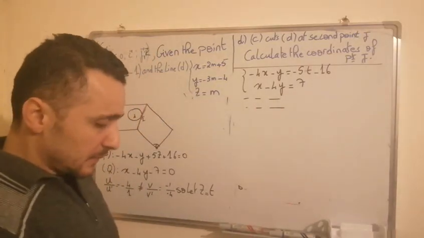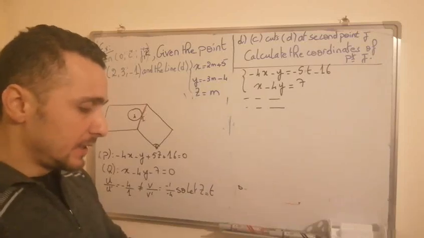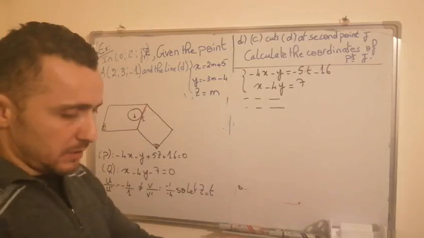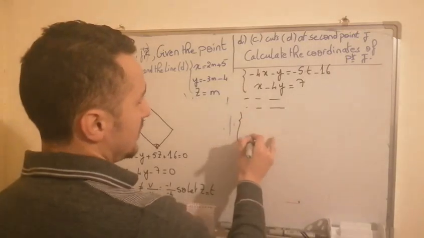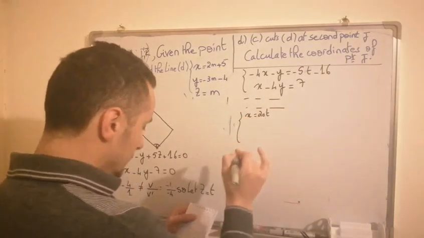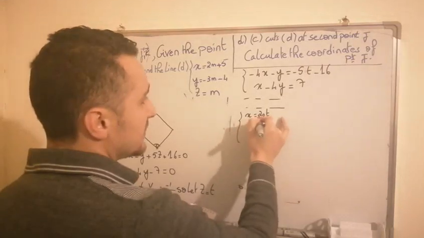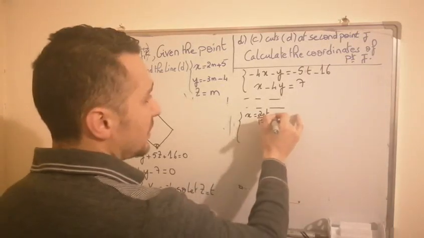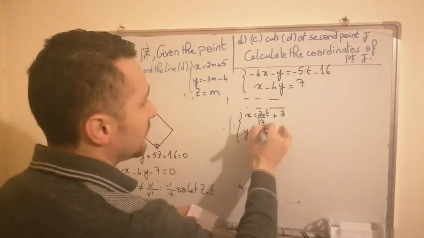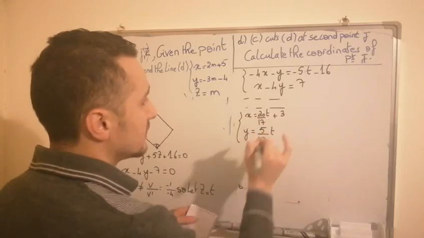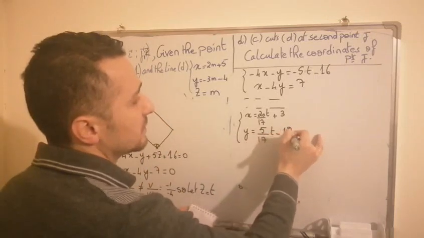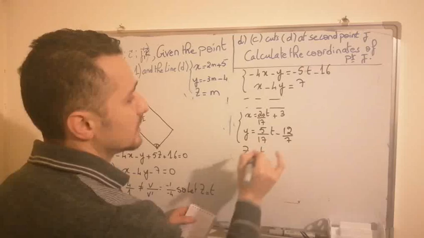So we obtain the following line. line انا مثلكم حليته، هو الايكويشن تبعه x equals 20 over 17t plus 3, y equals 5 over 17t minus 12 over 7, and z equals t.